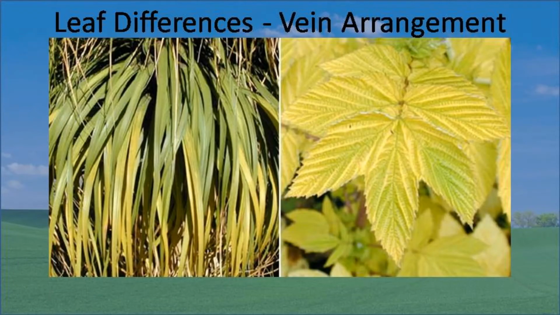Leaf venation: here is the difference in the venation. In dicotyledonous plants, reticulate venation is there, and in monocotyledonous plants, parallel venation is there. You all know what is meant by venation. It is the arrangement of the veins.